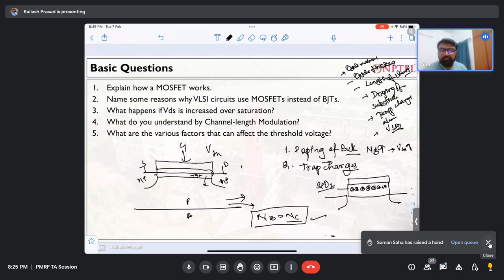Now the question is, this is an NMOS where this is N plus, this is N plus, this is P, and this is my gate, and this is my VG. If positive charges are introduced, what will happen to my threshold voltage? Will it increase or decrease in case of NMOS?